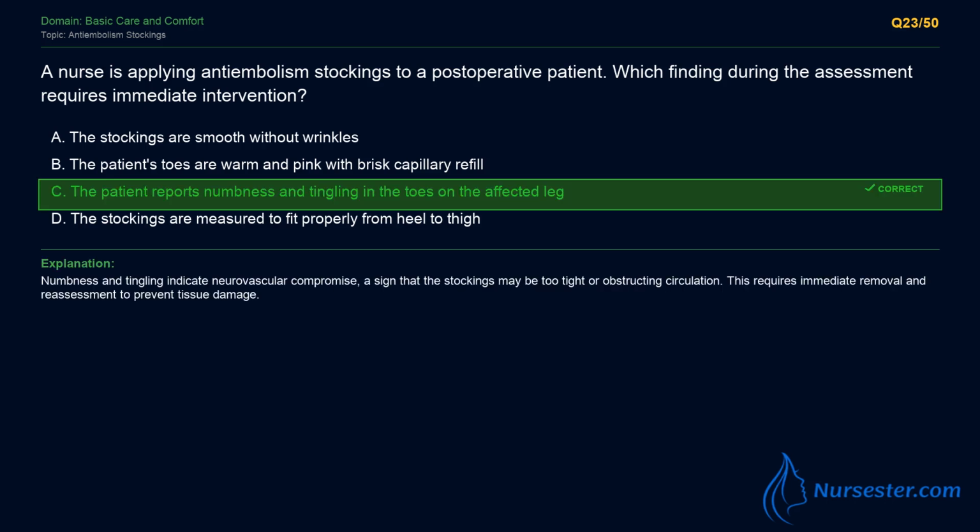The correct answer is C. Numbness and tingling indicate neurovascular compromise, a sign that the stockings may be too tight or obstructing circulation. This requires immediate removal and reassessment to prevent tissue damage.